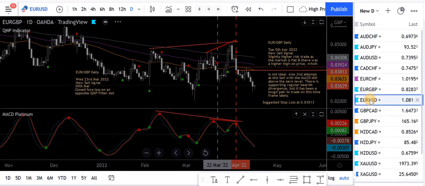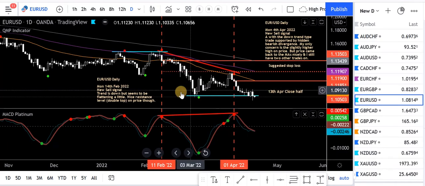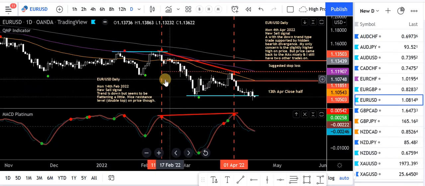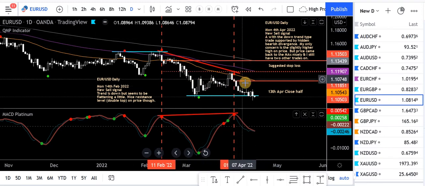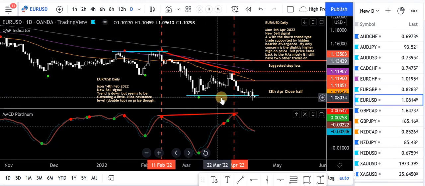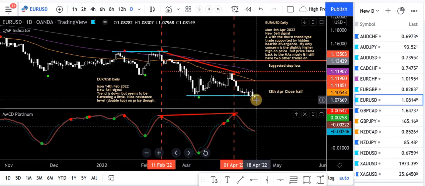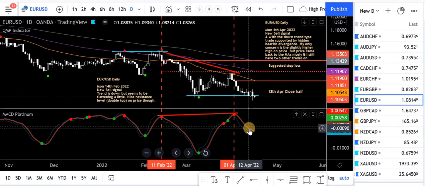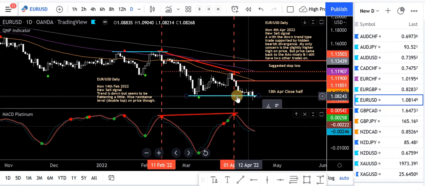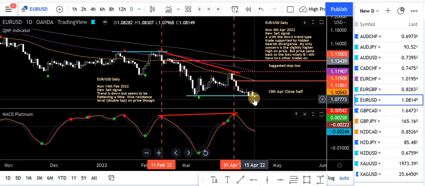Euro USD still in two sells here, one from the 14th of Feb and another one from the 4th of April. Both going all right. We're at this low here, 13th of April, called a close. In here on the open, had this bearish candle on the open there. I called the close of half the trade. We're at this previous low here. MACD Platinum through the zero level. Good time to lock in some profit because this may be some sort of support level here. At the moment, we're sort of trying to break through.